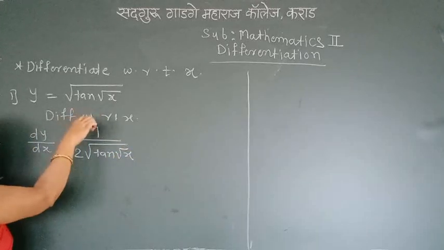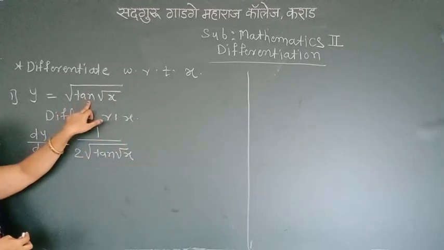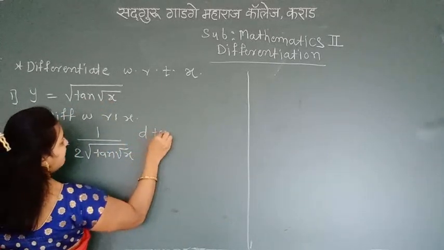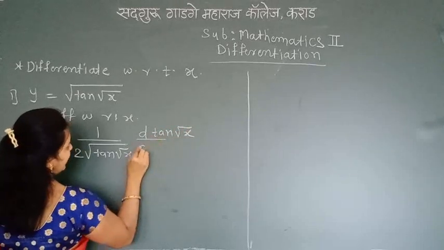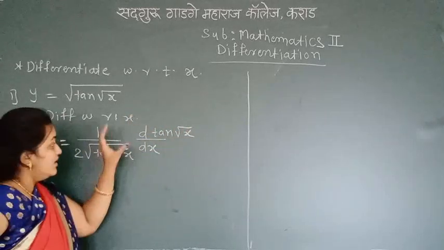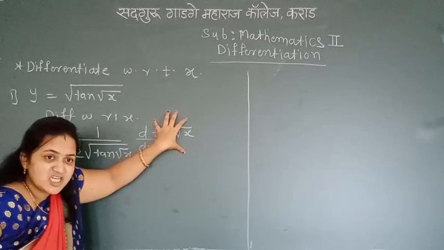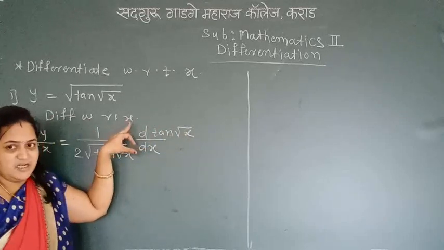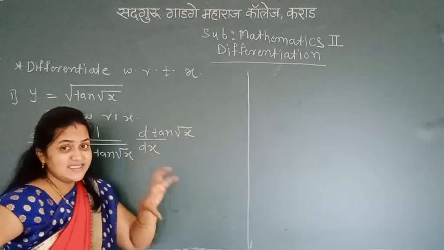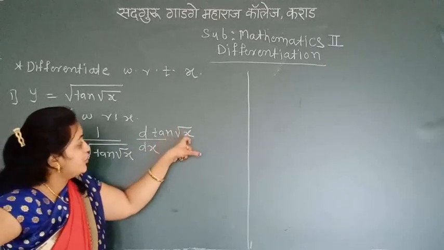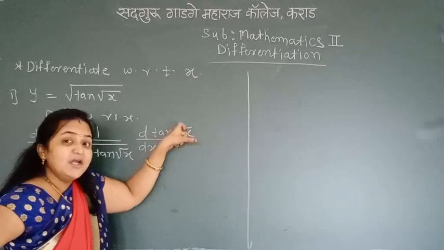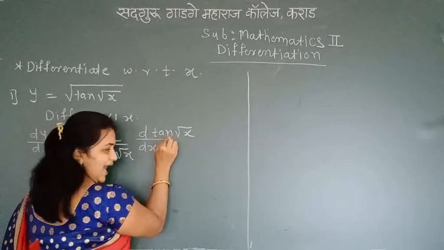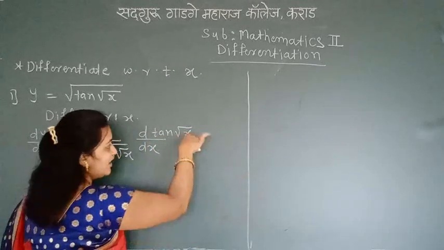Now you find the derivative of the sub function. What is your sub function here? Tan of root x. So again find the derivative of tan of root x with respect to x. Again here we check whether this function is a standard function or a composite function. Again this is a composite function, because tan of x is the standard function, but in tan of root x, x is replaced by root x, so it is a composite function. Again, the standard function here is tan and the sub function here is root x.